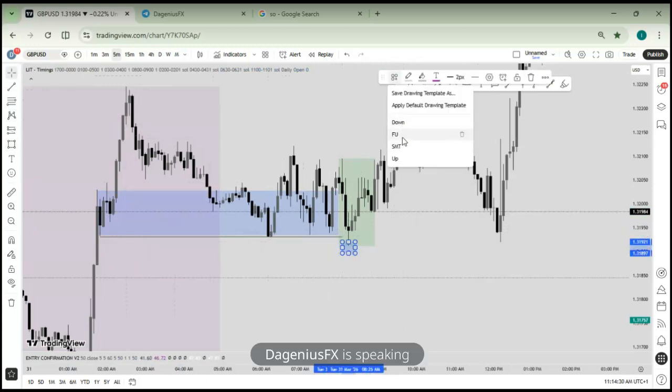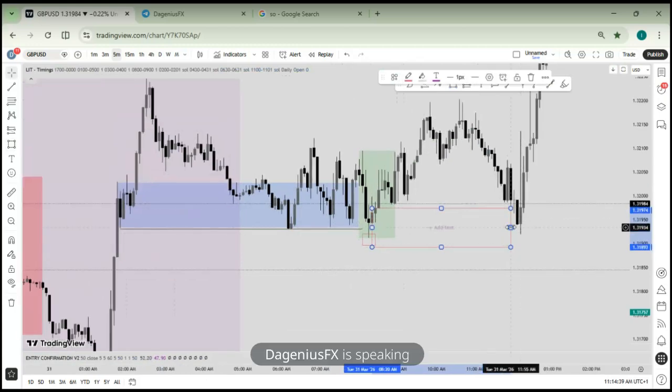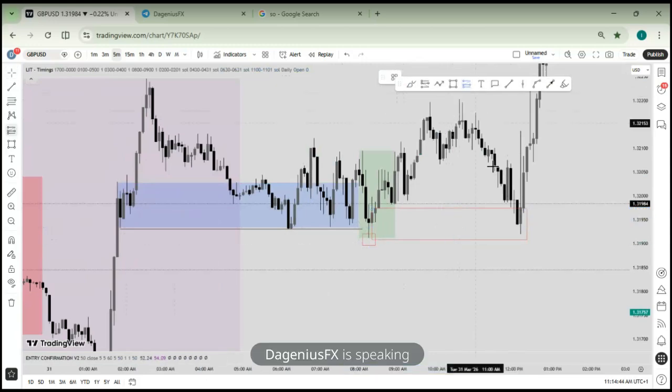And then what next? I plotted my entry. My entry from, I think, this neckline. And I did this. Just so easy, man. So easy.